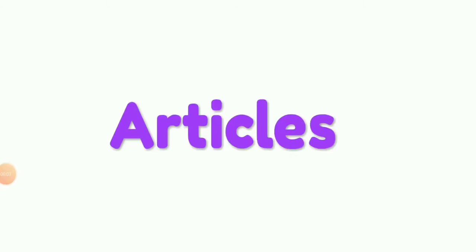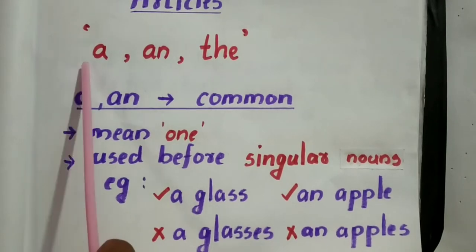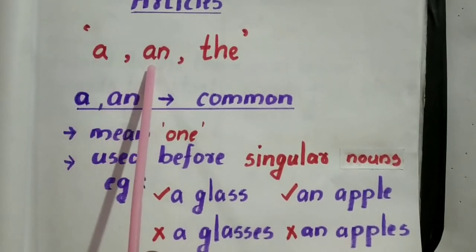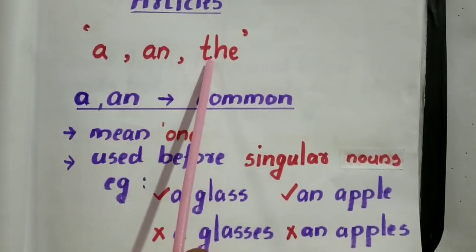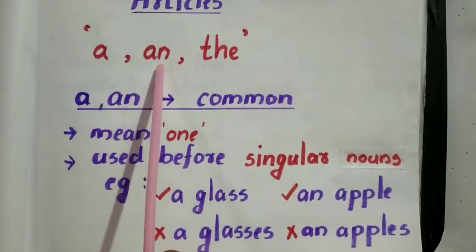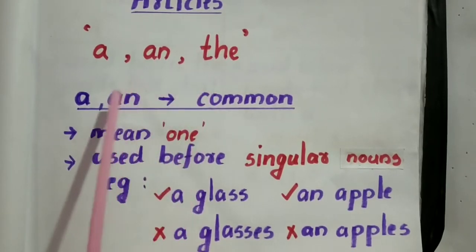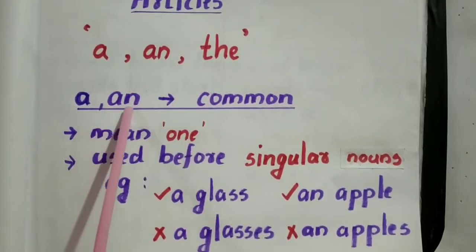Hi children, in this video we shall see one of the basic topics in grammar, articles. In English, the words a, an and the are known as articles. First let's see a and an.